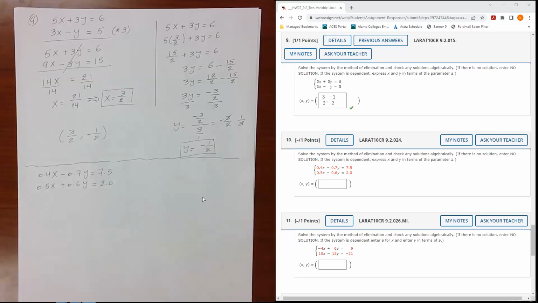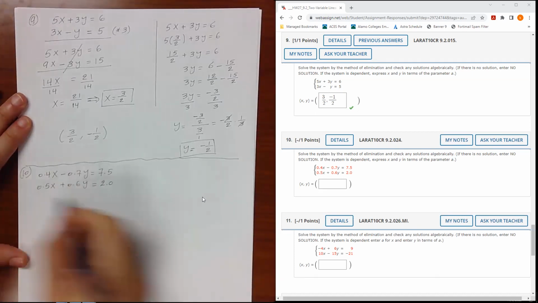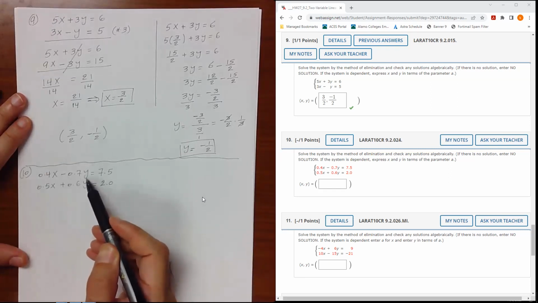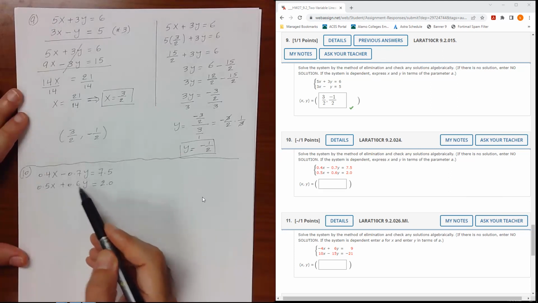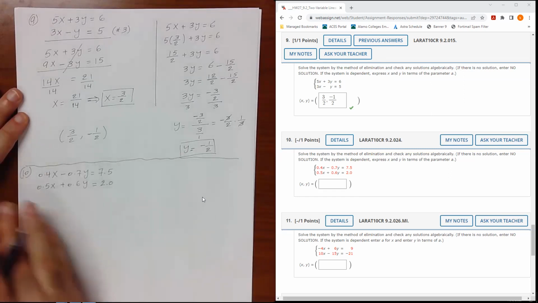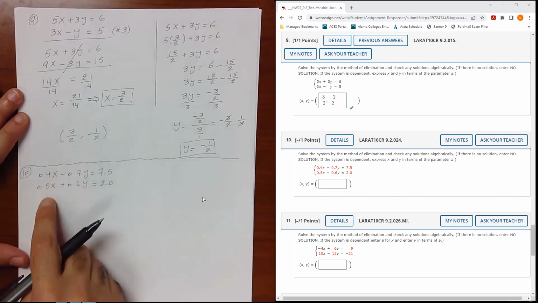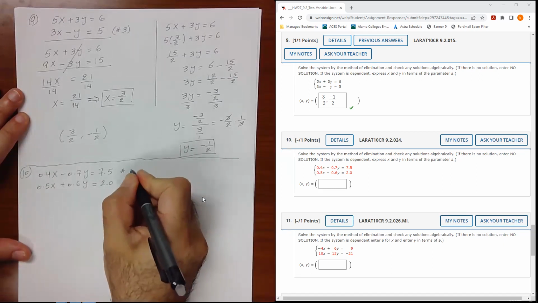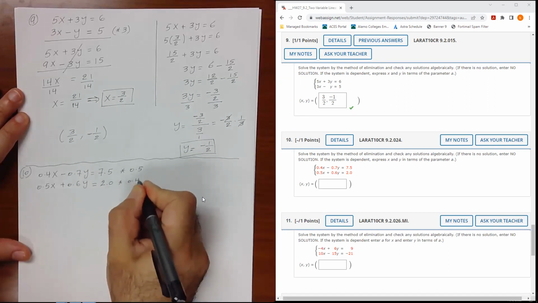So example 10, we have these two equations: 0.4x minus 0.7y equals 7.5, and 0.5x plus 0.6y equals 2. Now, we can't multiply just one of these equations to get exactly the same number as the second one. So we have to multiply both. So I'm going to multiply the first one by 0.5 and the second one by 0.4.